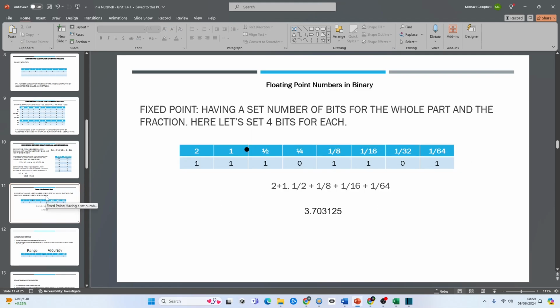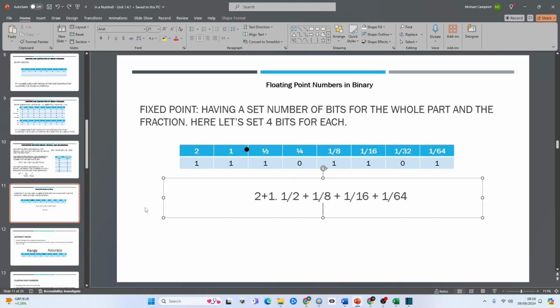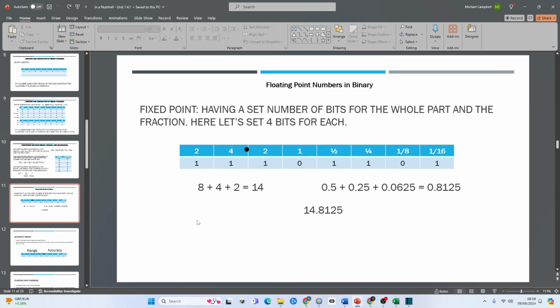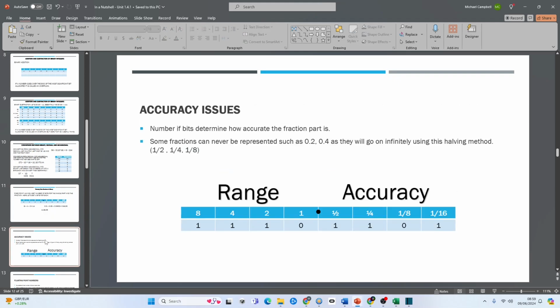Anyway, so that's fixed point, where you've got a fixed number of bits for each side. So here, okay, remember we've changed 2 for the whole part and 6 for the fraction. Okay, so I'm just going to undo all that so I don't save it. I can't go back further than that, so I'm just going to put it back. Right, so there you go. Range, accuracy. Bigger number of bits here, range, bigger number of bits here, accuracy.